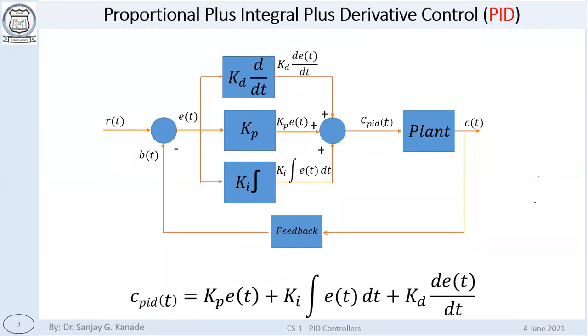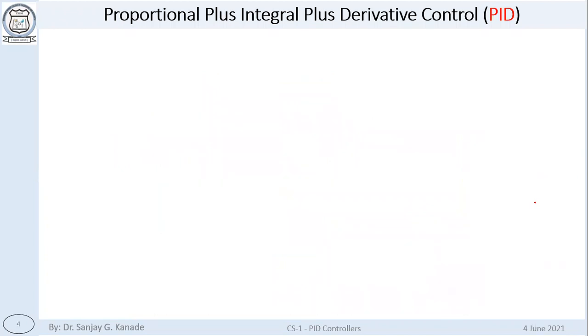Proportional means a simple proportionality constant is there. The output of the proportional controller is directly proportional to the error signal. In the case of the integral controller, the output of the controller is proportional to the integration of error, and in the derivative component the output is proportional to the derivative of the error, or rate of change of the error. Okay, so this is how the PID controller is designed.